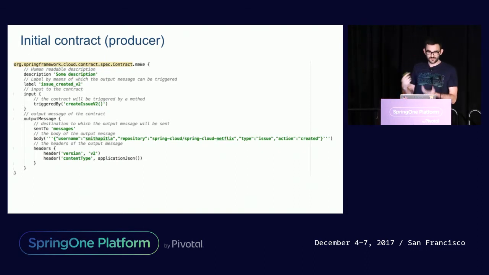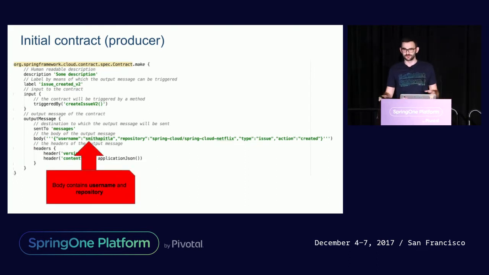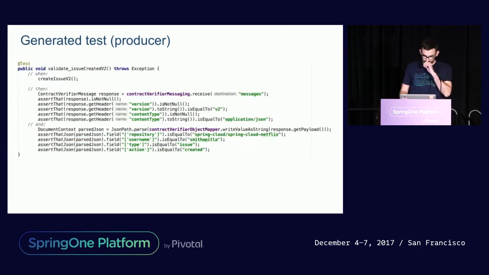So in our case, some method called createIssueV2 will trigger a message, and the output message will be sent to a destination called messages, and there's going to be some body there. The body will contain username and repository fields, right? So that's the contract. From this, tests are generated.